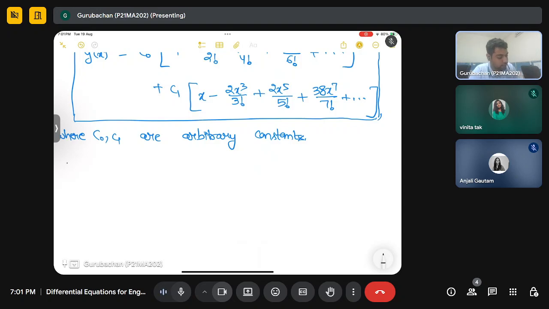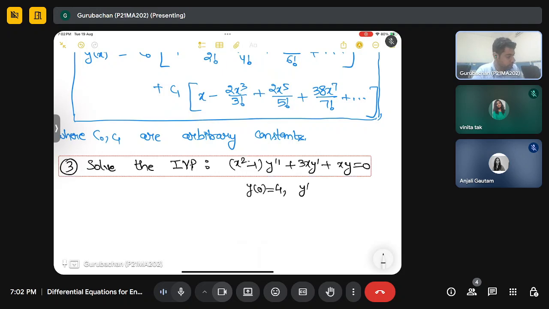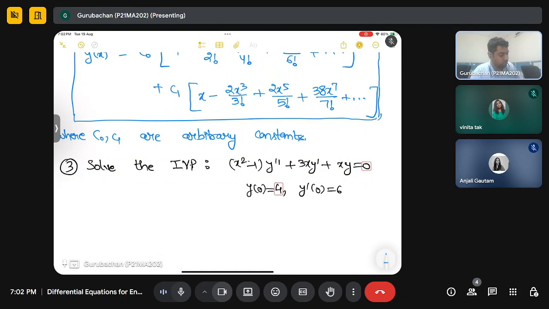So let me write the third one for your more practice, which is somewhat similar to this one. Solve the IVP, that is initial value problem, x square minus 1 y double dash plus 3xy dash plus xy equal to 0, and y(0) is 4 and y dash (0) is 6. So let me give you a hint first of all here.